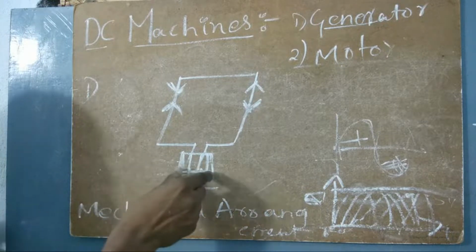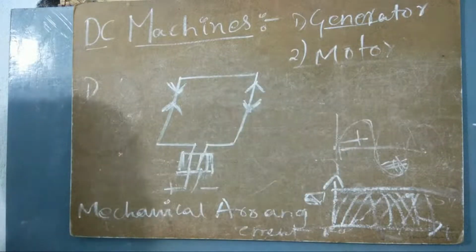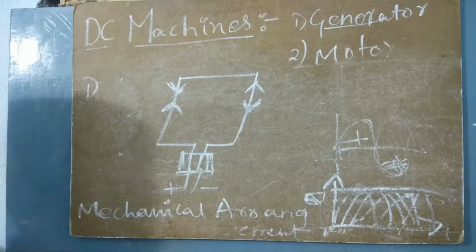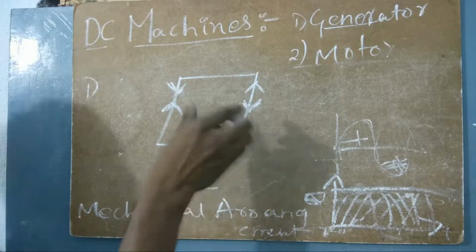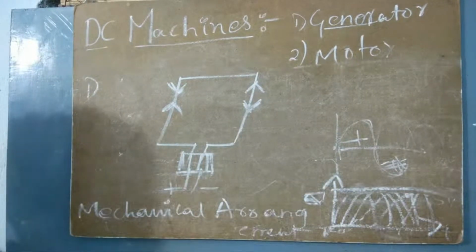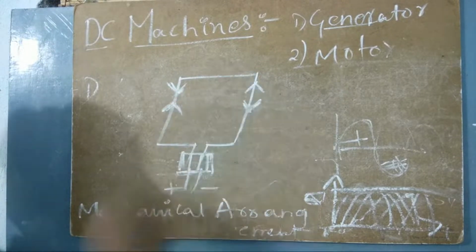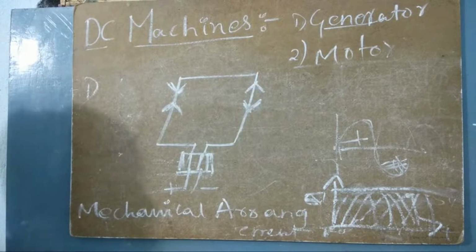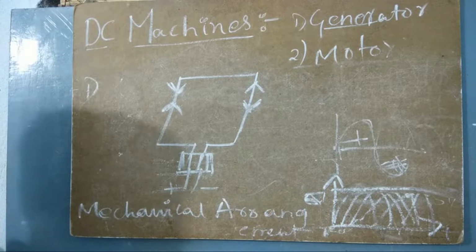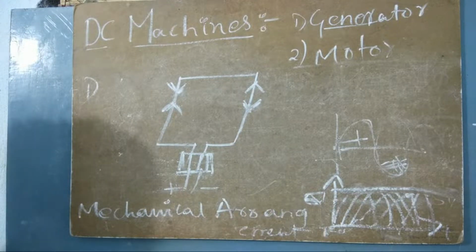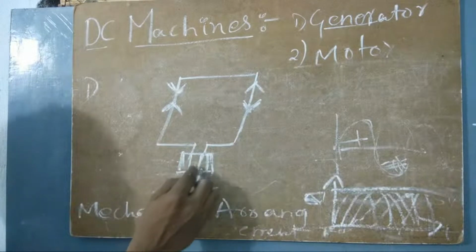When there is a commutator present in an AC machine, this makes that generator a DC generator. Only because of the presence of the commutator, I am calling the generator a DC generator. If there is no commutator and we are collecting directly from the end terminals of the conductor, we call that an AC generator, because the output we are getting is alternating. But this DC is not going to be alternating in nature because of the commutator.